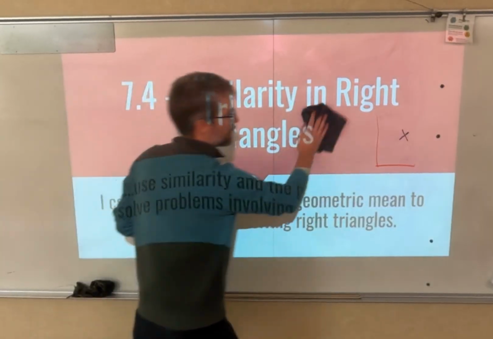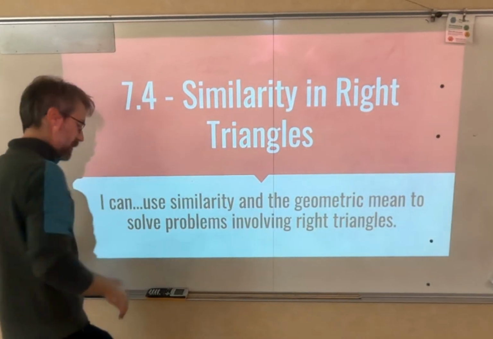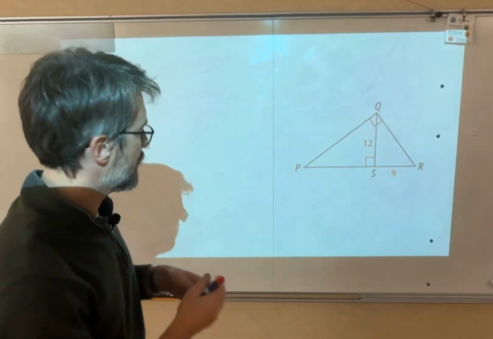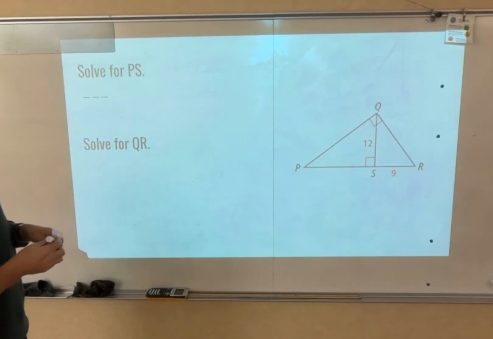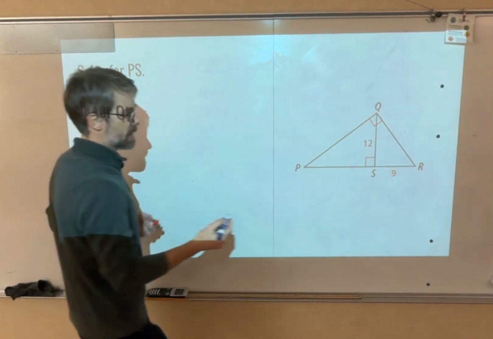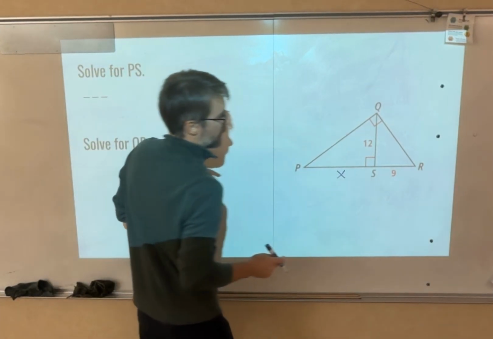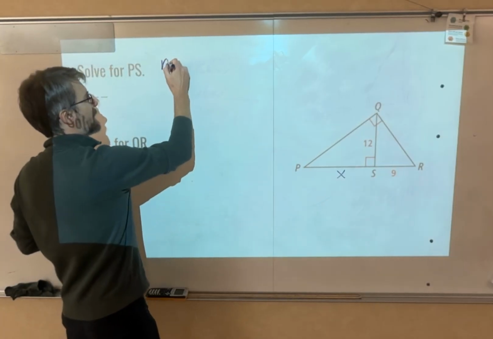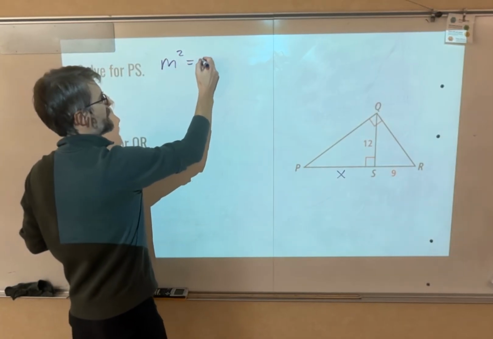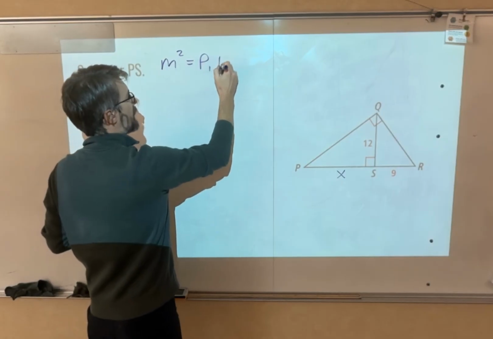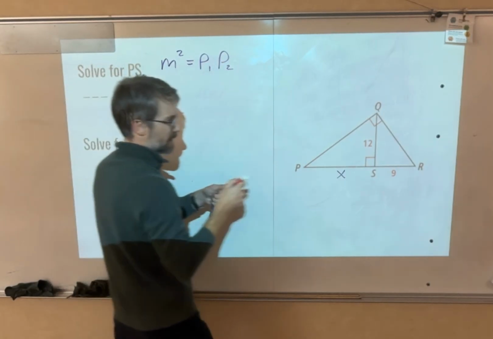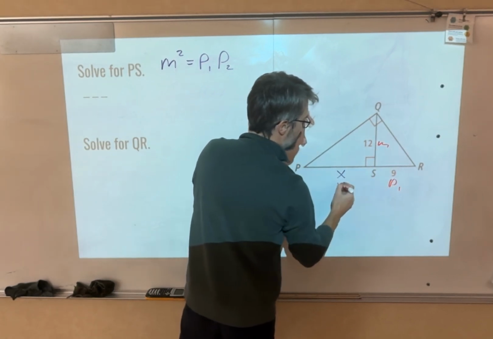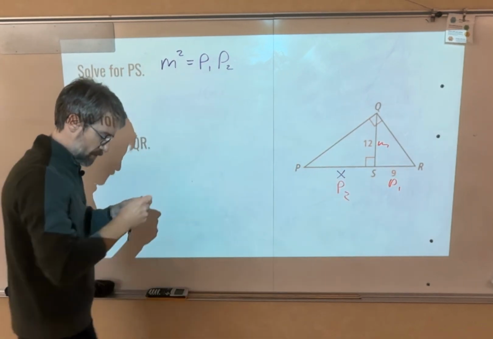In this video, we are going to just go through some examples of solving problems with the properties of similar right triangles. So if we look at the first one, we want to start this out solving for side PS. So let's go ahead and mark that here. So we want to have that x. Now if we use the rule from the last video, we said that the middle squared was equal to the part times the part. So P1 and P2. Let's label that on our diagram. So this is the middle. We'll call that P1 and this P2 for part 1 and part 2.